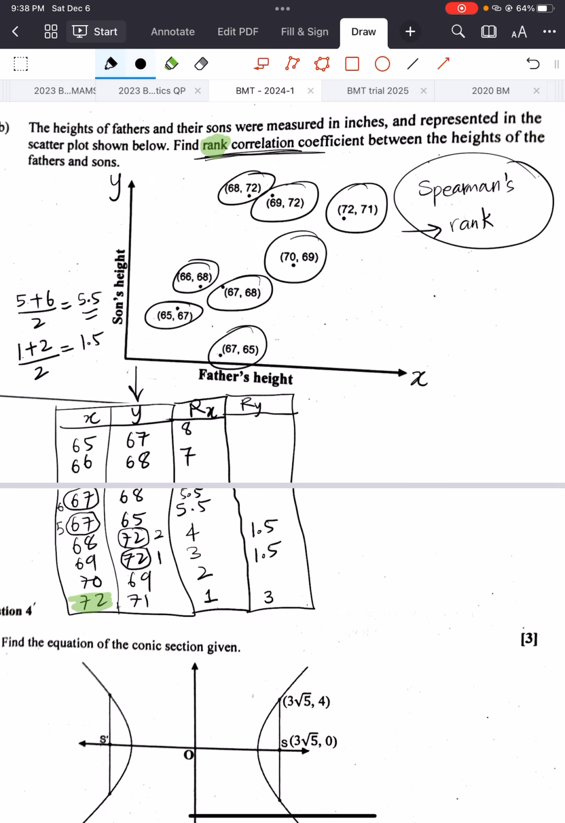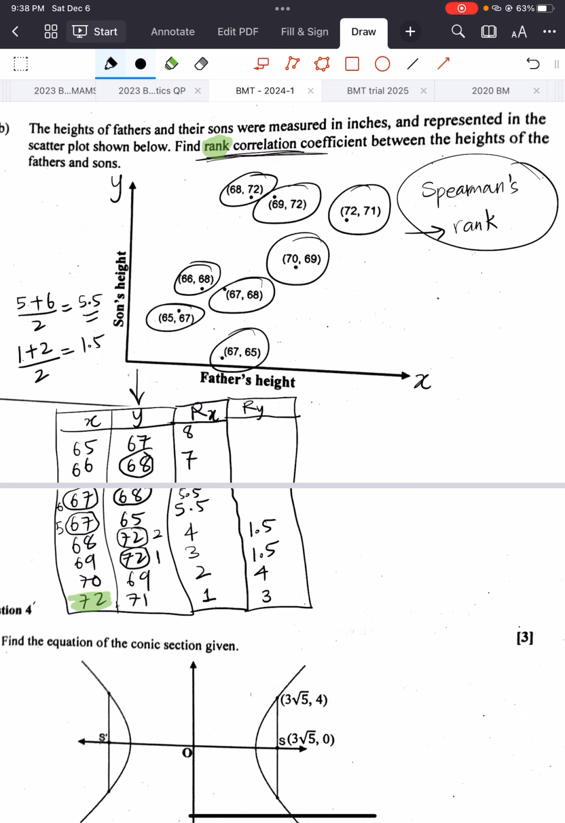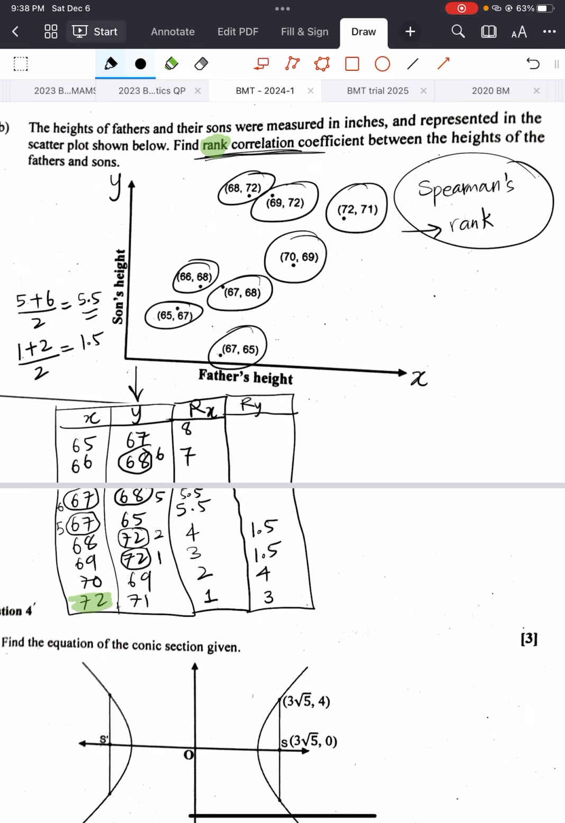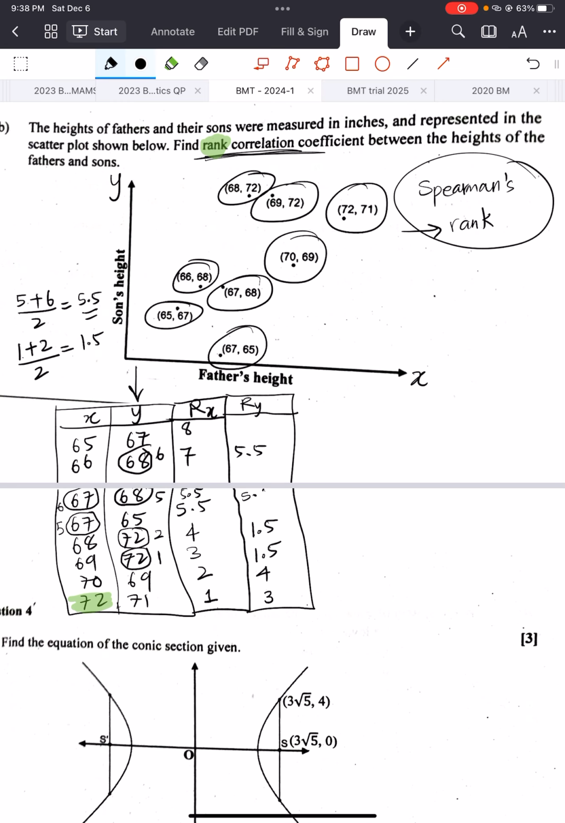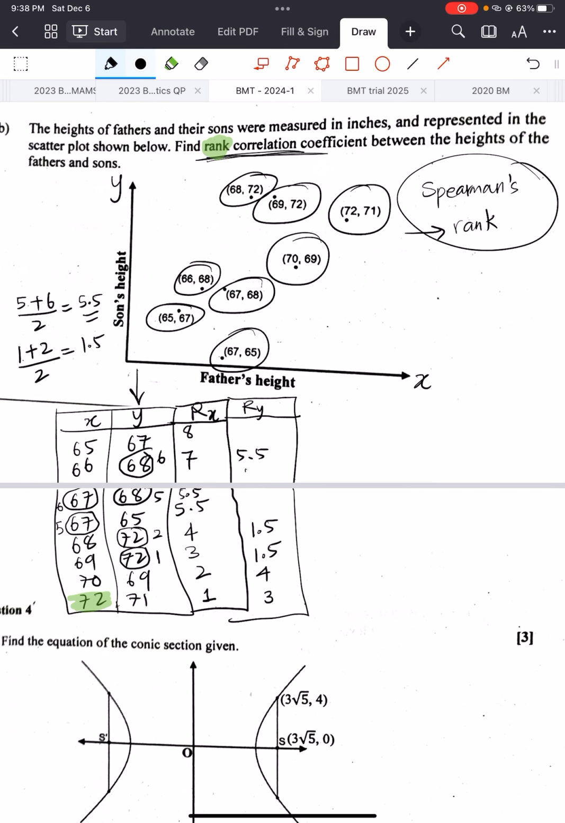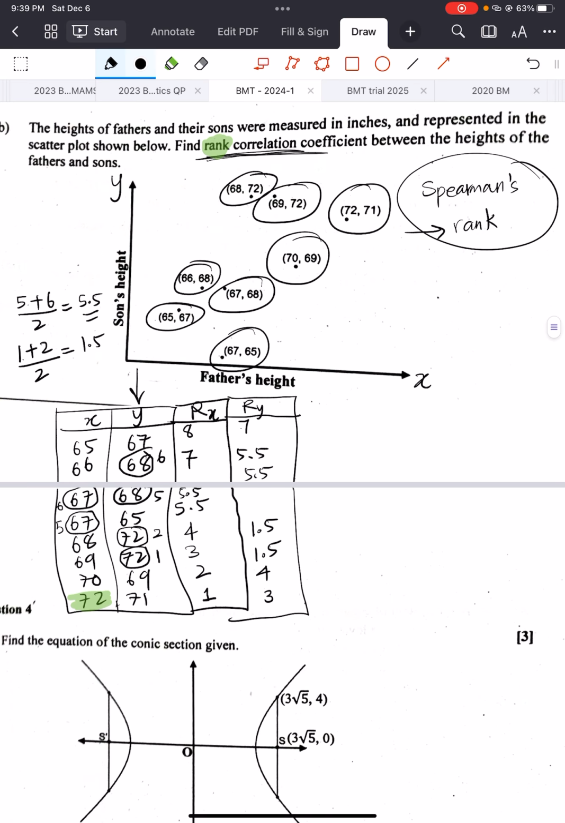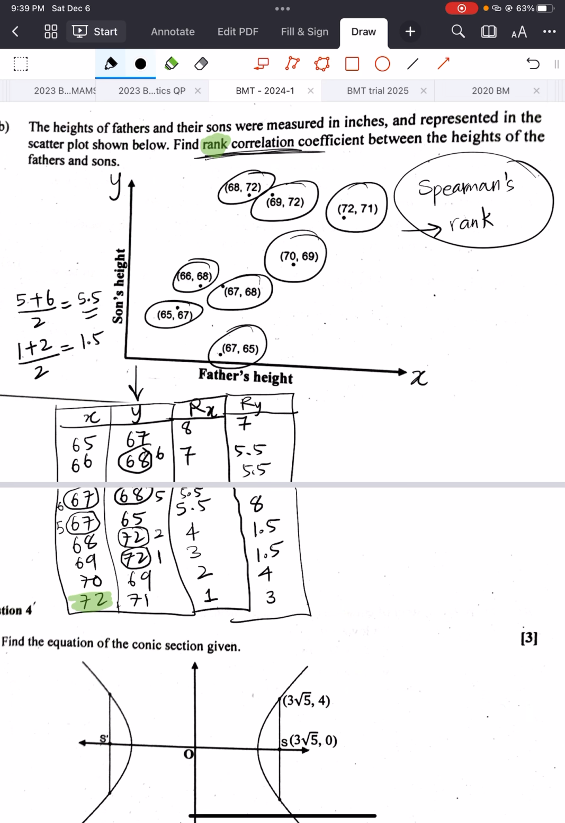Then 71, then the next is 69, fourth. Then you have 68, 68. Actually this should be position 5 and 6, but since they have the same value, 5 plus 6 divided by 2 is 5.5 and 5.5. And the next highest is 67, so 7th position. Then 65 is 8th position.